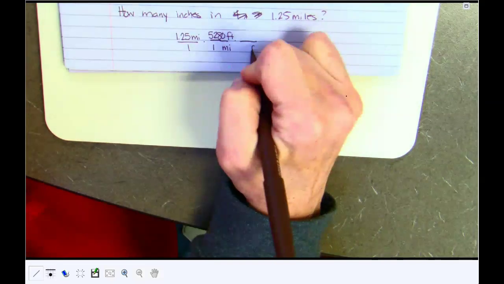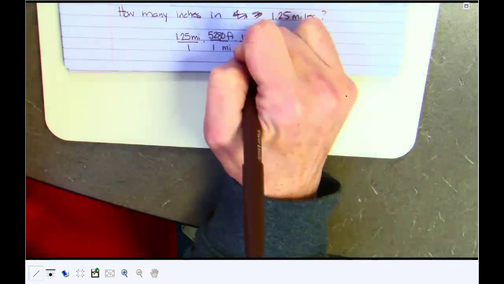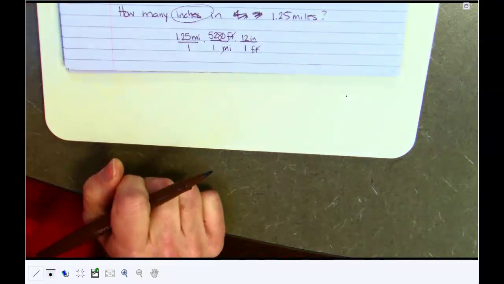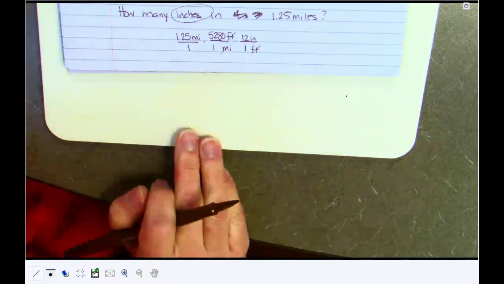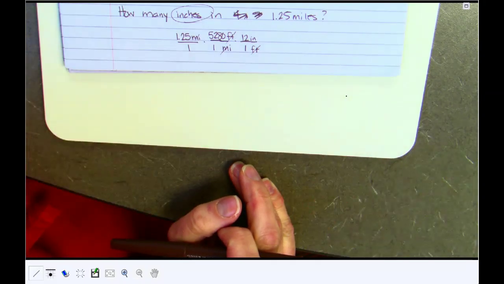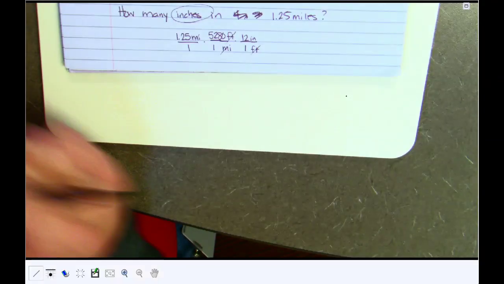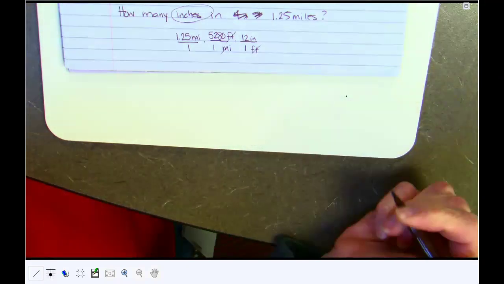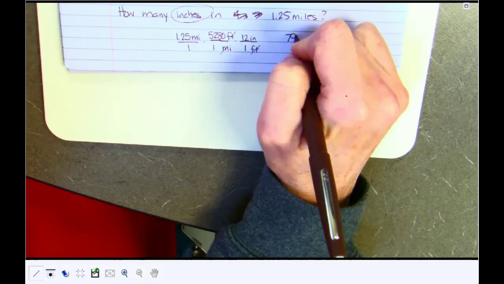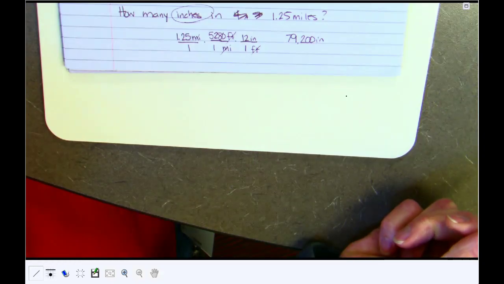Before you do anything else, if feet are here, my next thing with feet has to go on the bottom. What do I know about feet? There's 12 inches in 1 foot. Now, I just got to inches, so I'm done. What do I do with those numbers? Times the top, times the bottom. The bottom's pretty easy because it's ones. There's a lot of inches. You should have 79,200 inches. Oh no, I didn't put times in there.